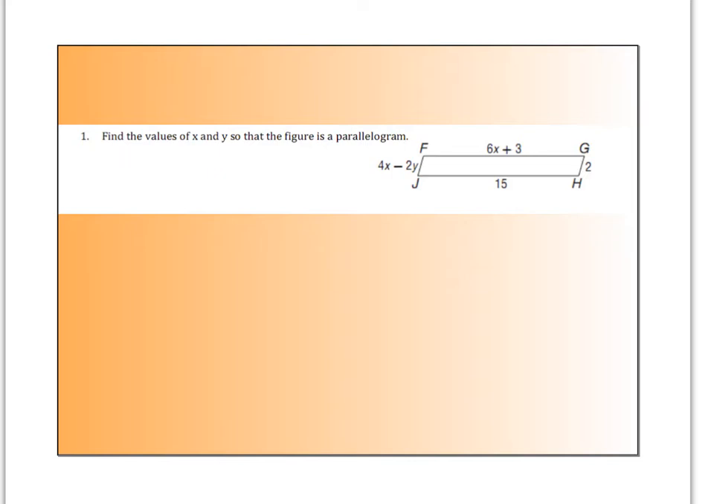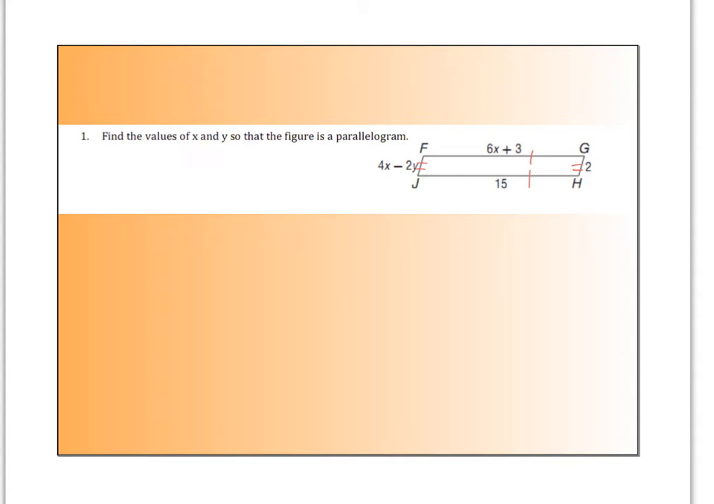Let's try number 1. If we want to find x and y so that this figure is a parallelogram, one of the things we know is opposite sides are congruent. Looking at the sides here, I notice we have 4x minus 2y, and that should be equal to the 2. But since there's an x and a y in there, it's going to be kind of hard to solve for that. So I'm going to wait on that.